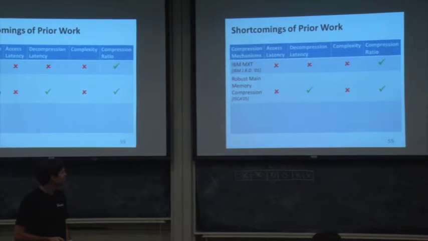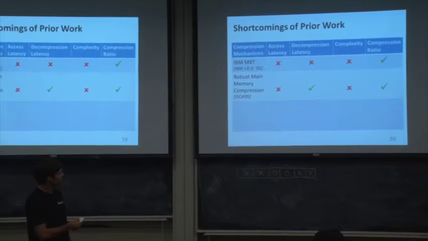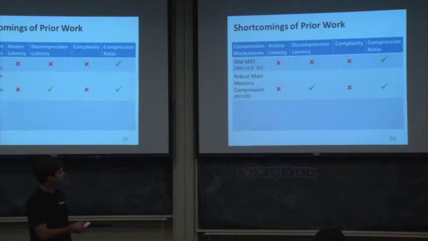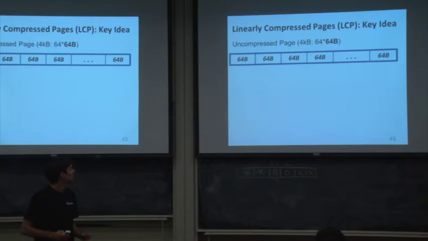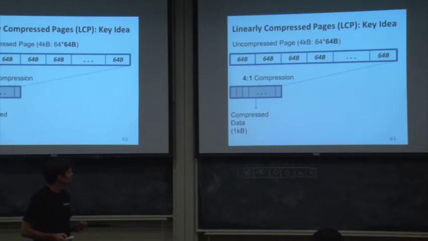So that's that. I described those papers, and those are the issues they had. And again, we will try to solve the issue. Why is our idea linearly compressed pages? Well, we pick a compression scheme and apply it to every cache line, a scheme that has a statically known compressed size. There are compression schemes that have that property, for instance BDI, the one that I introduced today, and there are others that you can easily fix.